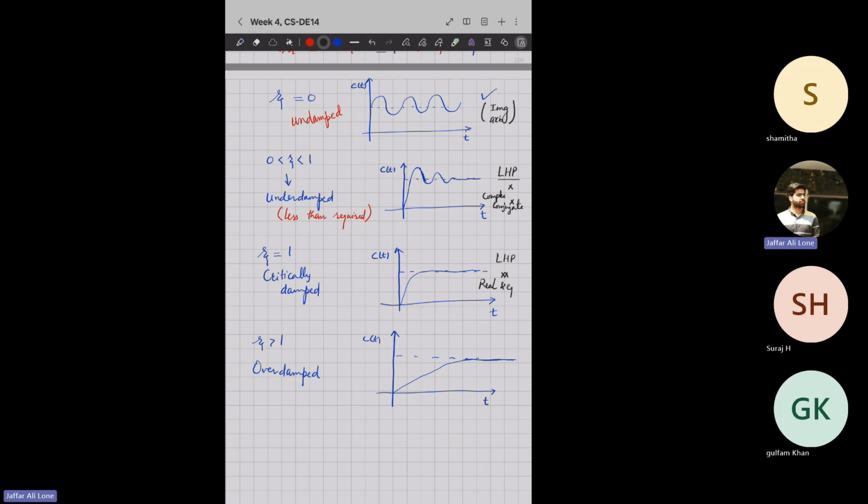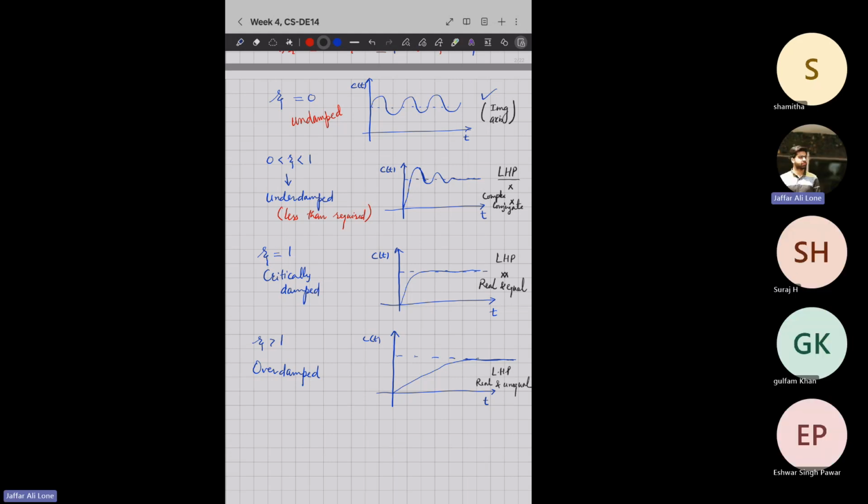Then the system is critically damped. And if they are in the LHP, they are real but unequal. Real and unequal, the system will be overdamped. So this is just a gist I gave you. Based on the damping ratio, you can decide whether my system is overdamped, undamped, critically damped, or underdamped, right?